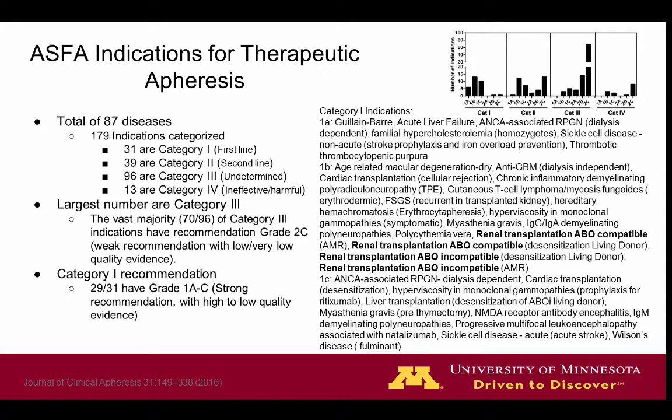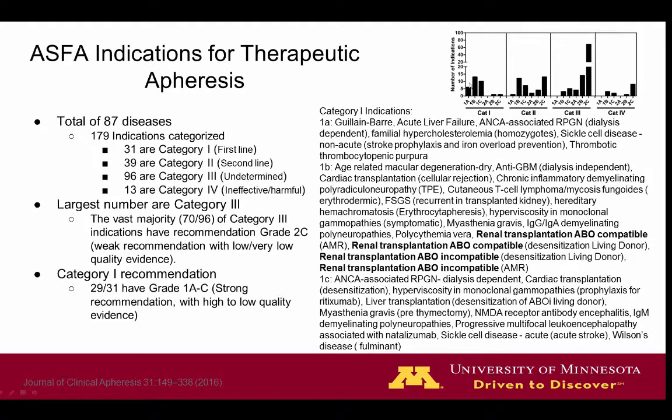I realize there's a lot of words on this slide, but just disregard this slide. But in terms of all the indications and diseases that they looked at, a total of 87 diseases and categorized them into 179 indications. The largest category was Category 3, there were 96 of them. This category is the basket where it is really unknown whether TPE has benefit or not. There isn't really good evidence one way or the other to show whether it is indicated or not.